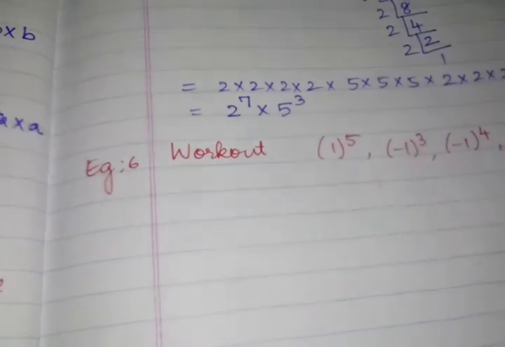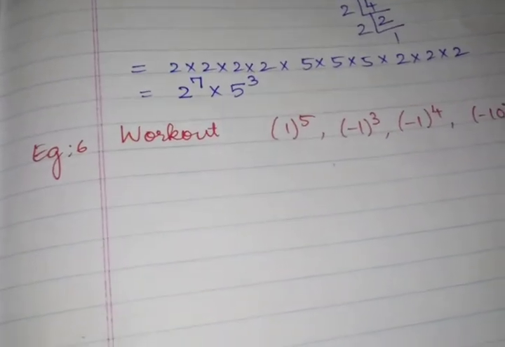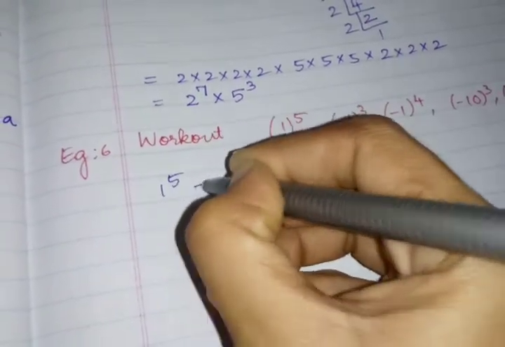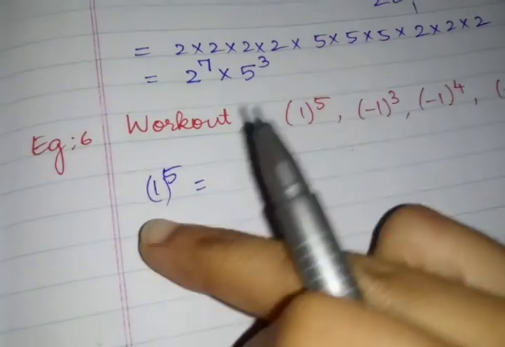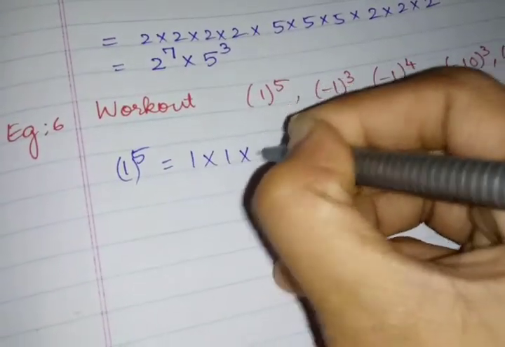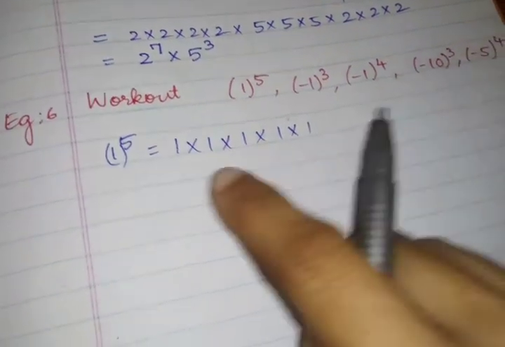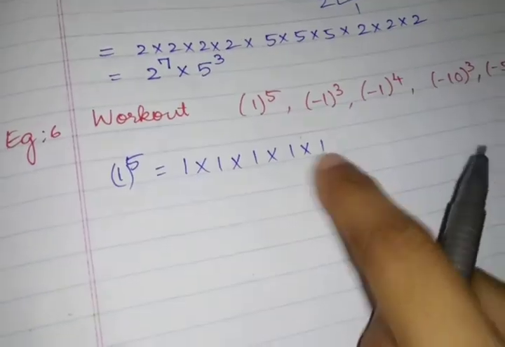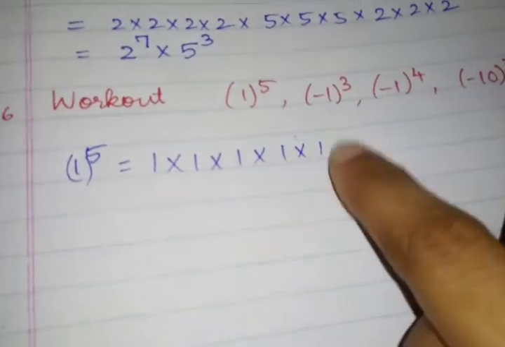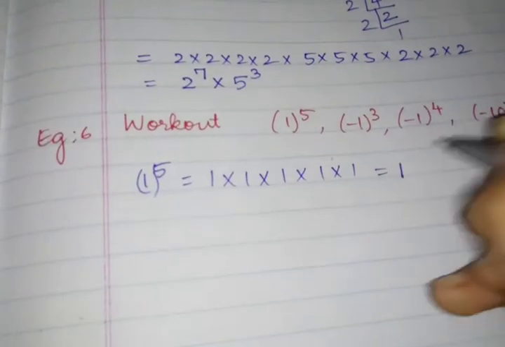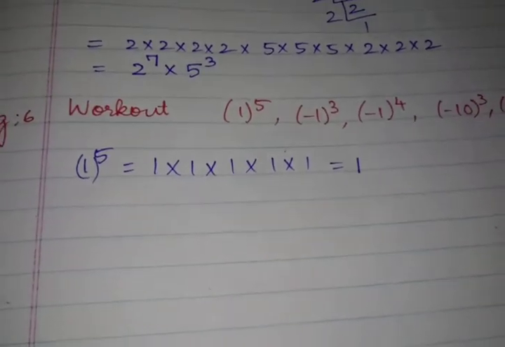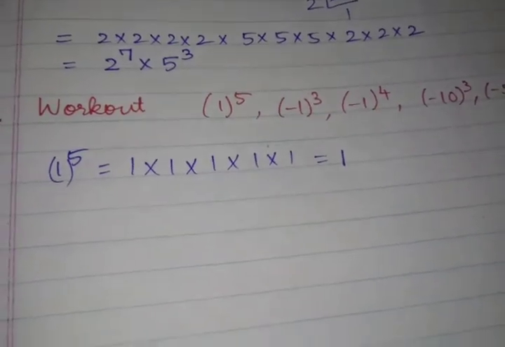What is the meaning, children? 1 power 5 means the number 1 is multiplied 5 times. So 1 into 1 into 1 into 1 into 1, 5 times I have multiplied. 1 ones are 1, 1 ones are 1, 1 ones are 1, 1 ones are 1. So the answer is 1.